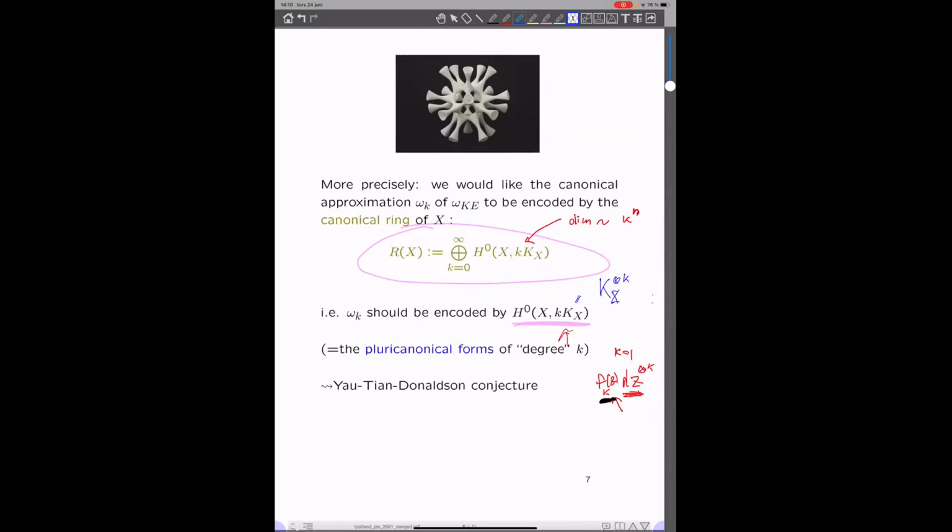So why is that? Well, this is because if you would write down such a section explicitly in local holomorphic coordinates, it would just be a holomorphic function, f_k of z, and it would transform as the kth tensor power of the local holomorphic volume element, dz. Okay, so that's why it's called a pluricanonical form. This is the way it transforms. Okay, so these guys are really canonically attached to the variety and we want to use them to understand the variety.